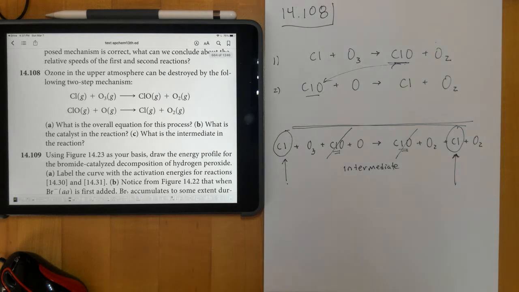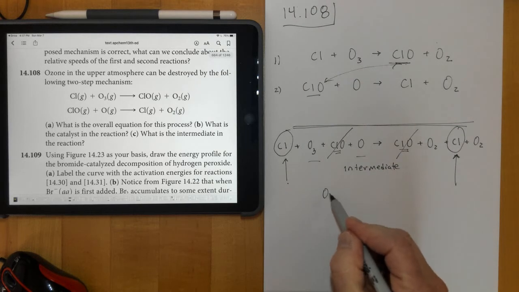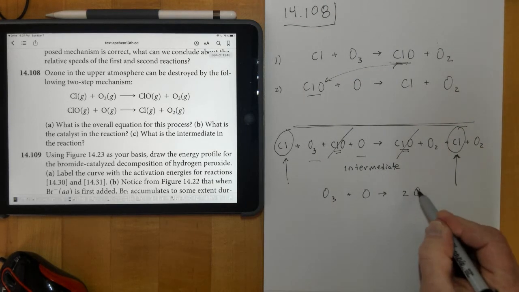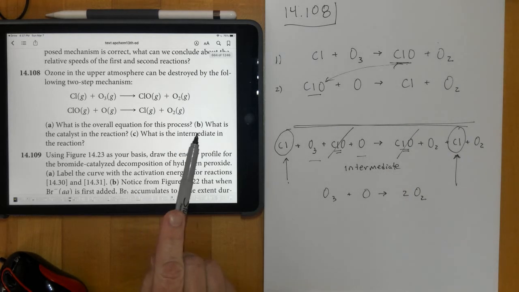So what's left over? Well, what's left over is the overall reaction, and so the overall reaction would then be O3 plus O, and this goes to 2O2, which of course is balanced as well. And so we can answer the other questions.